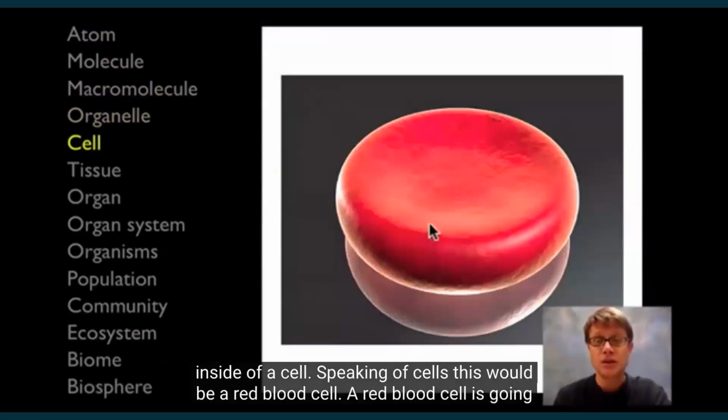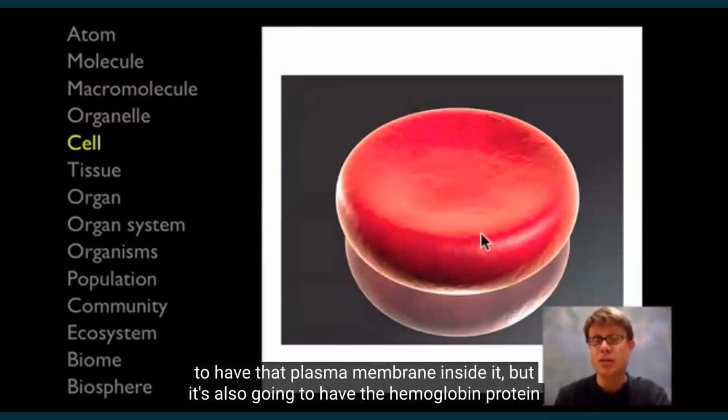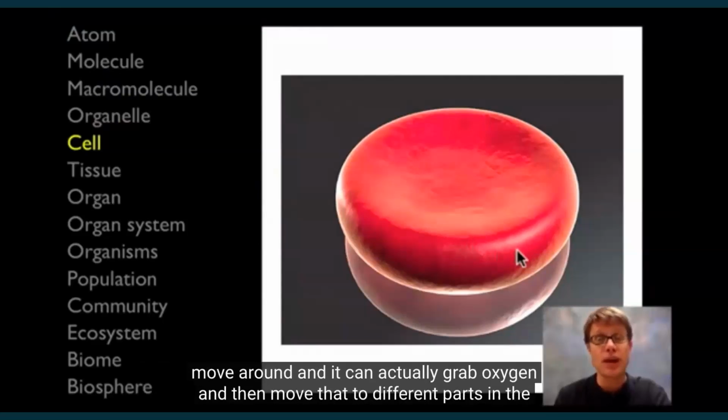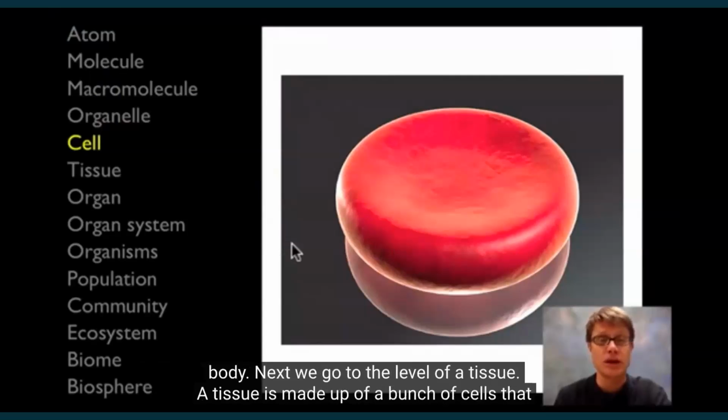Speaking of cells, this would be a red blood cell. A red blood cell is going to have that plasma membrane inside it, but it's also going to have the hemoglobin protein that I just showed just a second ago. And so now its emergent property is that it can move around and it can actually grab oxygen and then move that to different parts in the body.